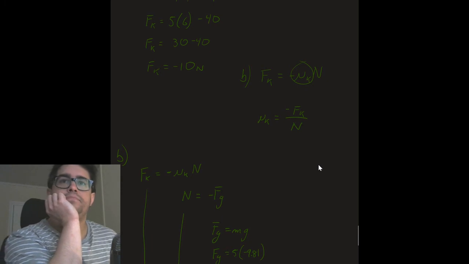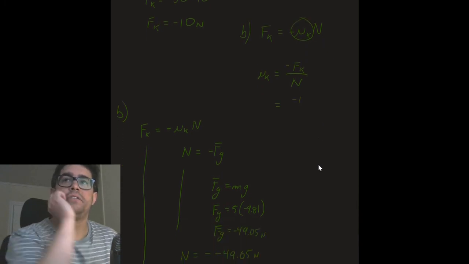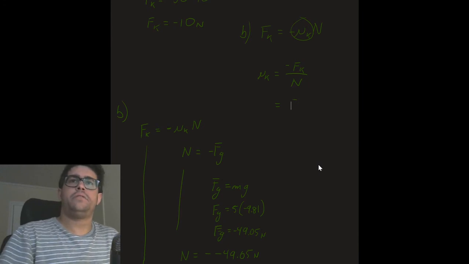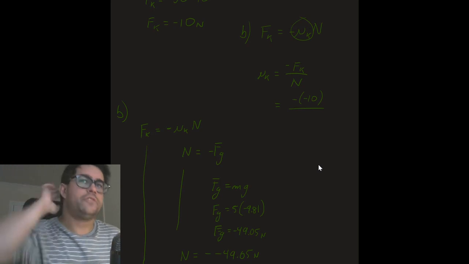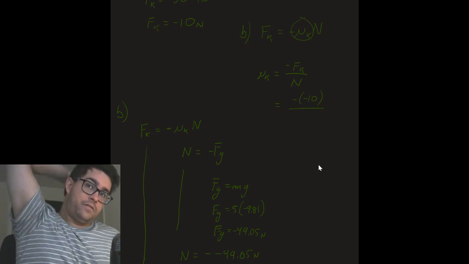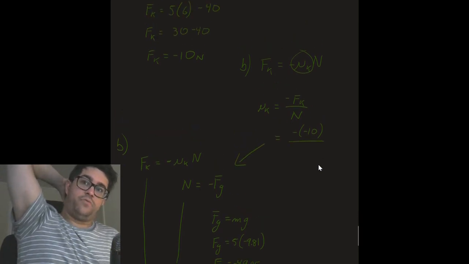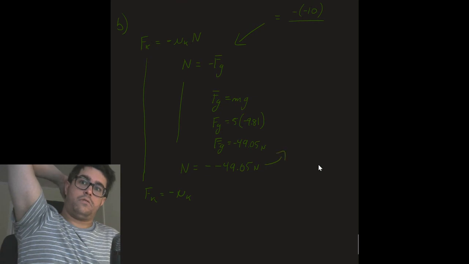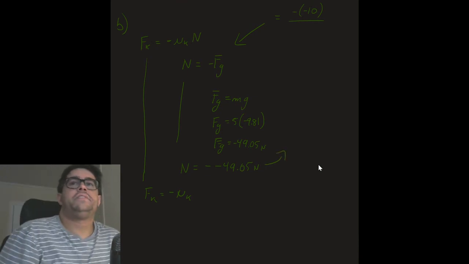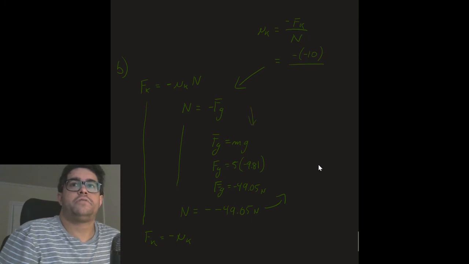We have Fk, minus, hold on, minus 10. You have to see it. You have to pay attention. N, we need this. So we found N here. So you can see how we had to go through this process.